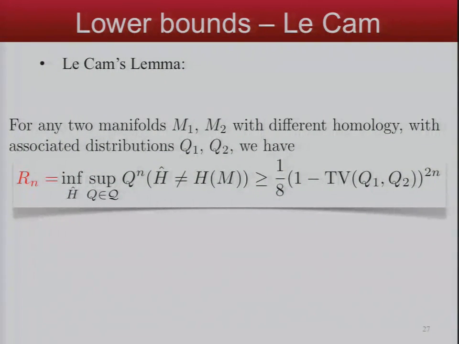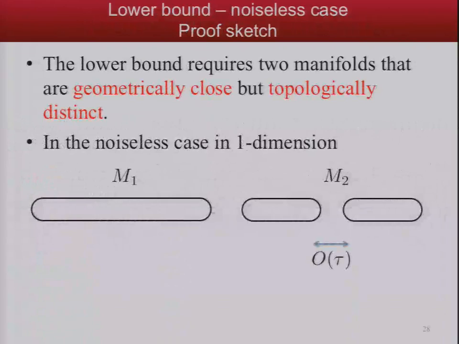If I can produce any two manifolds that have different homology, and they have associated distributions Q1 and Q2, then the minimax risk is lower bounded by something which depends on their total variation in the following way. And so what I would like to do as a strategy is to produce two manifolds with different homology whose induced distributions are close in total variation. Right? And this construction is very easy to explain in one dimension in the noiseless case.